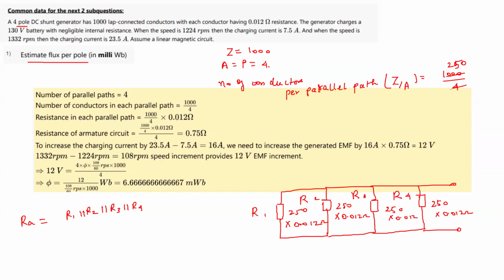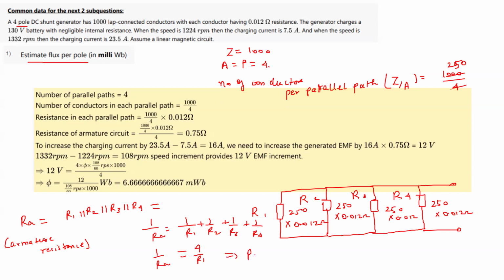Why is there an armature resistance? It is because of these conductors, either lap connected or wave connected. There are coils which have conductors, and these coils have some resistance, due to which there is armature resistance. So indirectly we are supposed to find the armature resistance using this information. We know that for the parallel combination, 1 by RA will be 1 by R1 plus 1 by R2 plus 1 by R3 plus 1 by R4. Now all of these 4 parallel path resistances are the same, so it becomes 4 by R1.